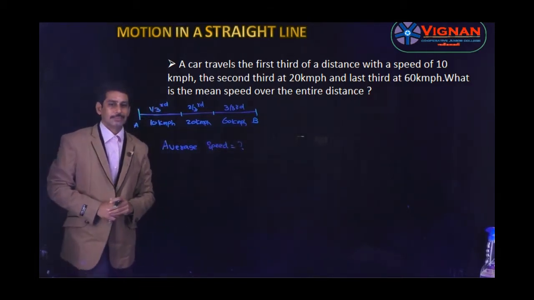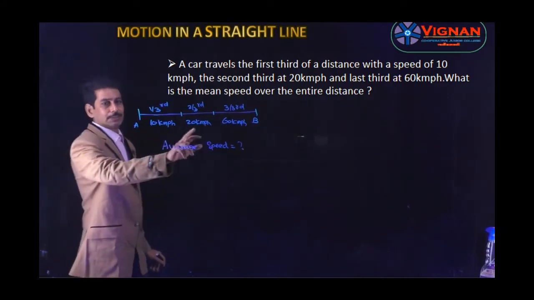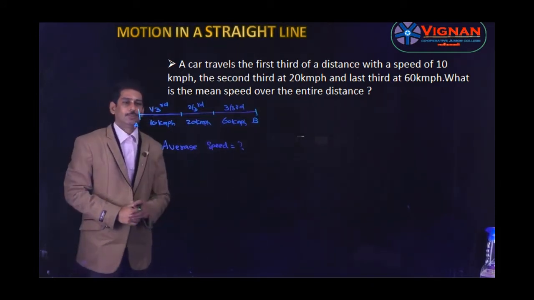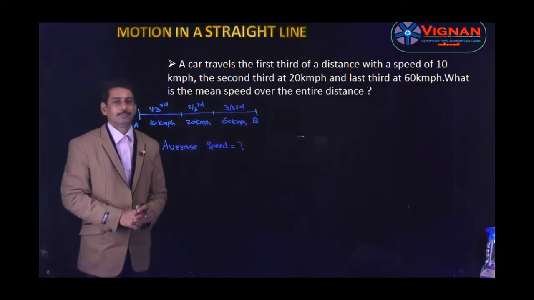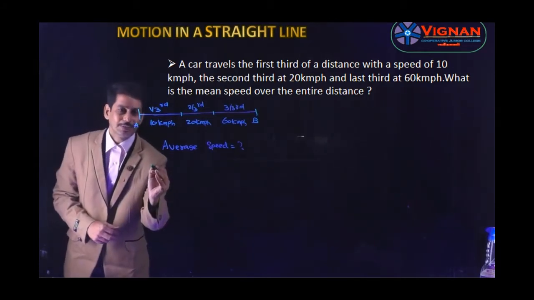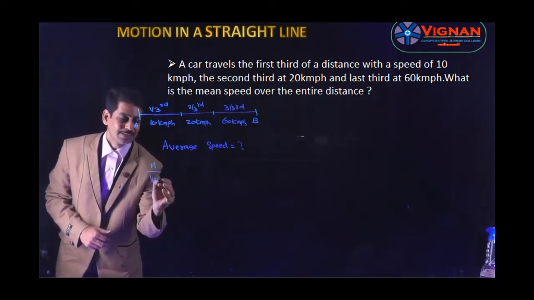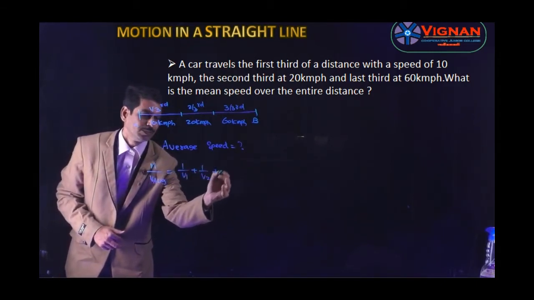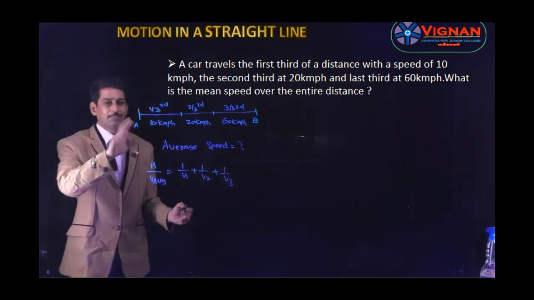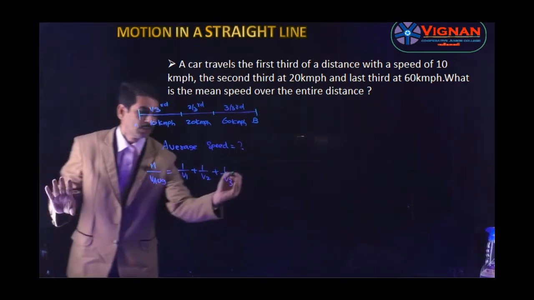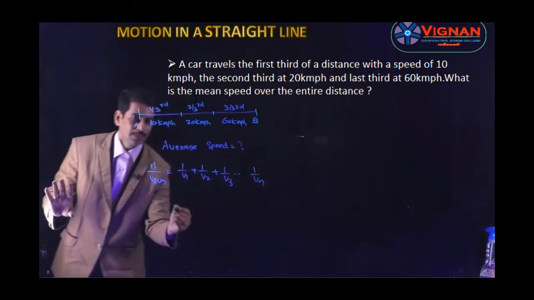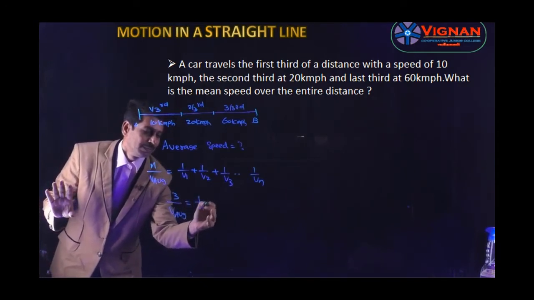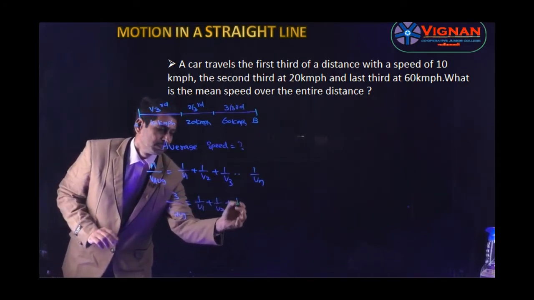Okay, the first one third is traveled with a velocity of 10 km per hour, the second one third with a velocity of 20 km per hour, and the last one third with a velocity of 60 km per hour. So what is the average speed? We know that the formula is n by v average is equal to 1 by v1 plus 1 by v2 plus 1 by v3. Here it is made into three equal parts, so n becomes equal to 3. So it becomes 3 by v average is equal to 1 by v1 plus 1 by v2 plus 1 by v3.